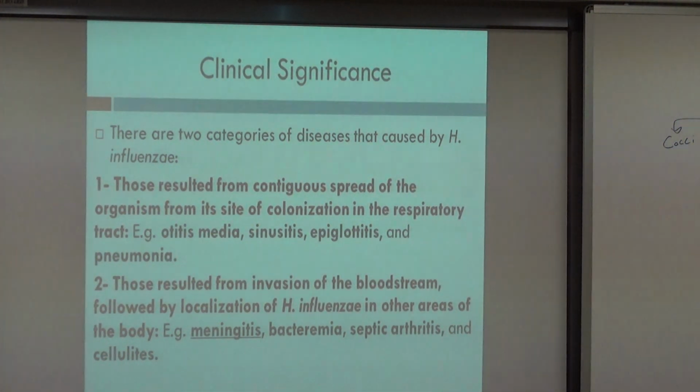Other types of infections relate to the ability to invade the bloodstream, which can lead to serious infections like meningitis, because they are carried in the bloodstream and can reach the meninges and lead to a very serious condition called meningitis. They can also lead to bacteremia, the existence of bacteria in blood, and septic arthritis and cellulitis. Still, they can reach any distant place, so they can lead to serious or systemic infections.